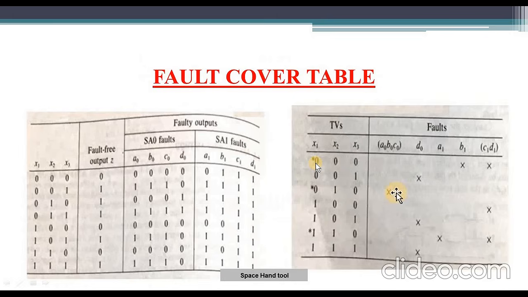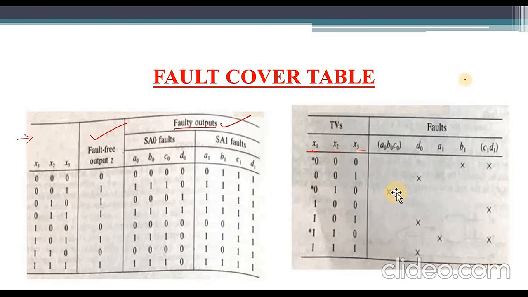So now we are going to consider the fault cover table. From this particular table we can obtain the fault cover table, which can easily generate the test vectors. So observe here. It is the circuit, and it is the table that we obtained previously. This column is the fault free output, and these are the faulty outputs. Fine. So these are the test vectors. Already I had given the definition for test vector. These are the test vectors, meaning simply the input combination x1, x2, x3. So observe here: 0 0 0, 0 0 1, 0 1 0, 0 1 1, 1 0 0, 1 0 1, 1 1 0 and 1 1 1.